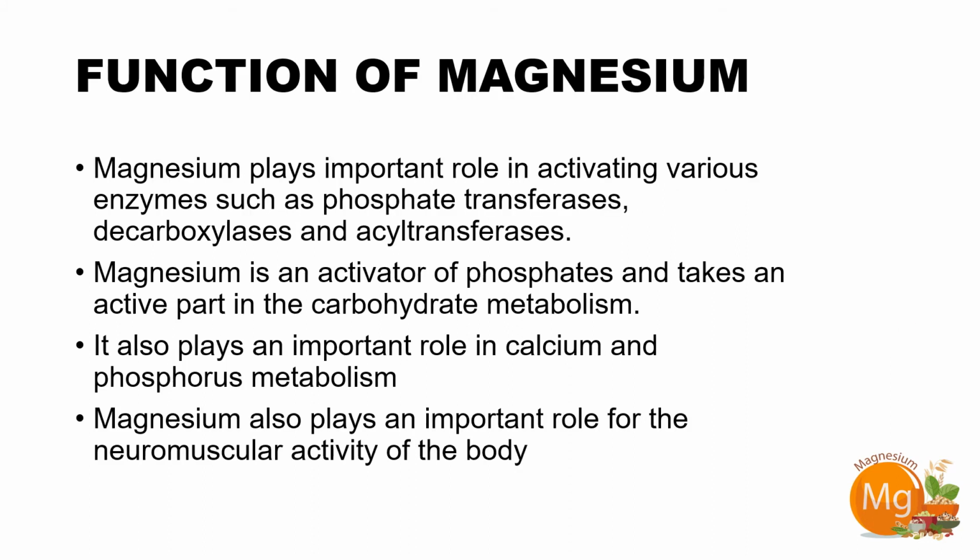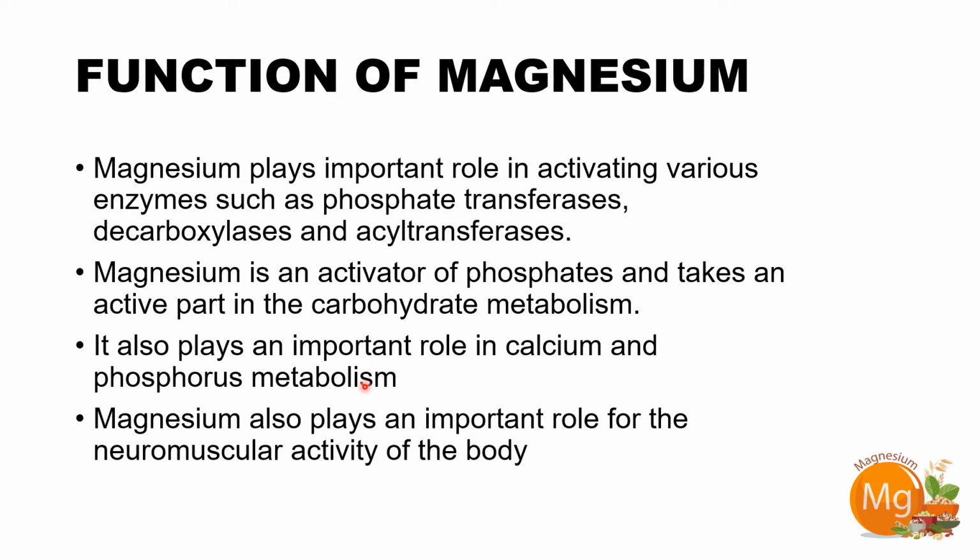For the function of magnesium, it plays an important role in activating various enzymes such as phosphate transferases, decarboxylases, and acyltransferases. Those are the enzymes that need magnesium to be activated. Then, magnesium is an activator of phosphatases and takes an active part in carbohydrate metabolism. And it also plays an important role in calcium and phosphorus metabolism. That's also what it does.